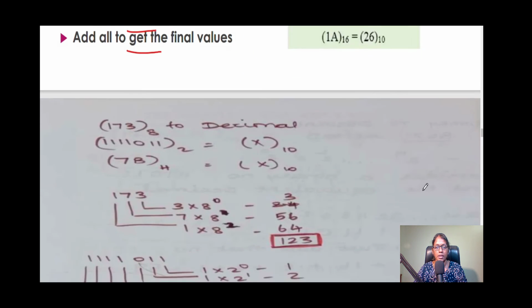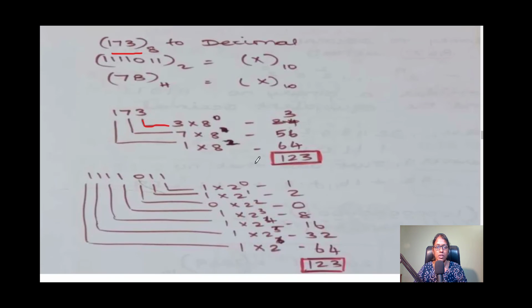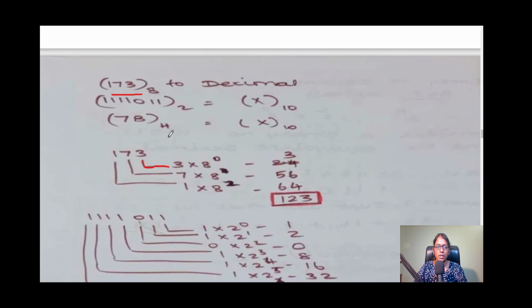And then they will ask like this: 173 is an octal value. How to convert this into a decimal? To convert from octal to decimal, we take the number 173 and multiply each digit with the powers of 8. Because this is an octal value, to convert this into decimal we multiply, and the answer is 123.